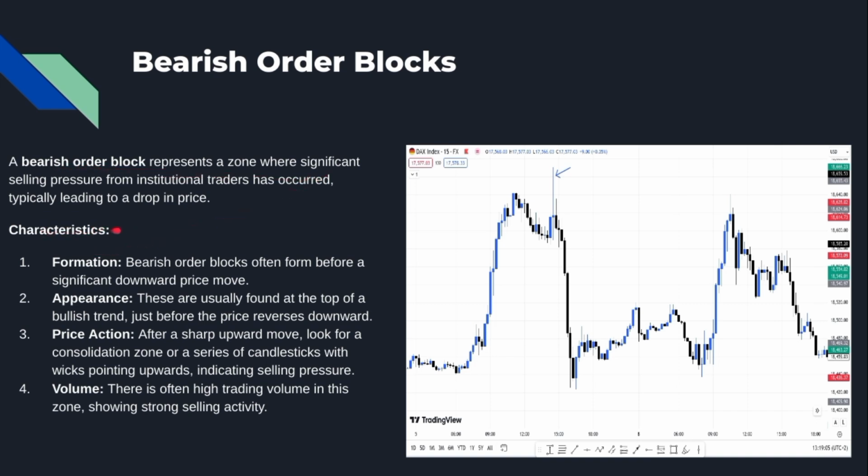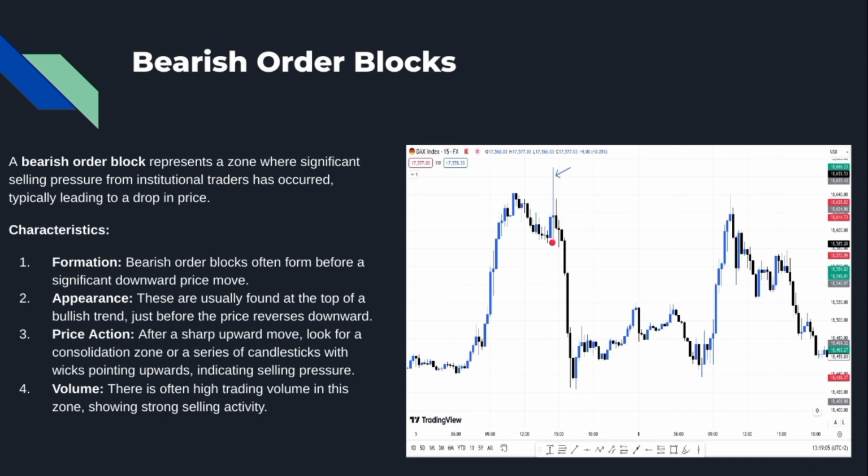Okay, so what are the characteristics of an order block? Number one is the formation. Bearish order blocks often form before a significant down price move. As you can see over here, we have our significant downward price move. Therefore, the candlestick before this entire move will become an order block, which is this massive blue candle. On your chart, it might show red. I'm just using black and blue because it's better for me and I like it. So I'll just say red for you guys' sake.